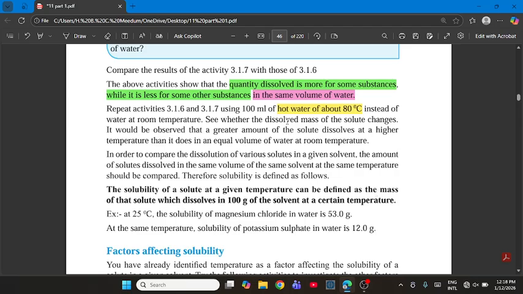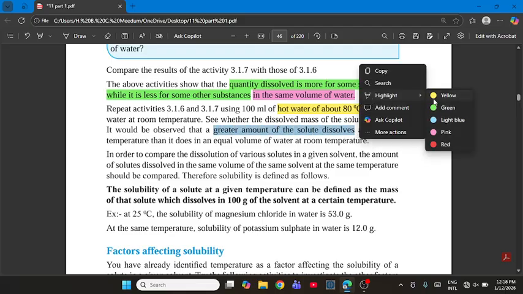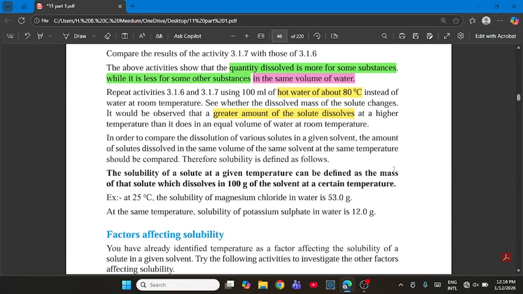Okay, if we were here instead of water at room temperature, see whether the dissolved mass of the solute changes. It would be observed that a greater amount of the solute dissolves at a higher temperature than it does in an equal volume of water at room temperature. So, a greater amount of the solute dissolves. That's the observation of this practical.